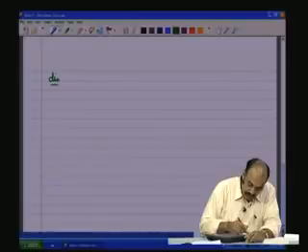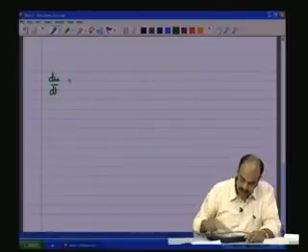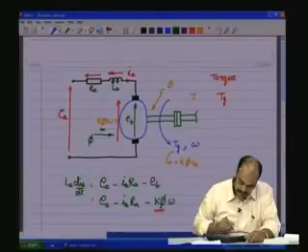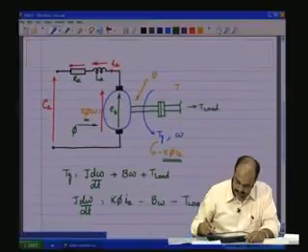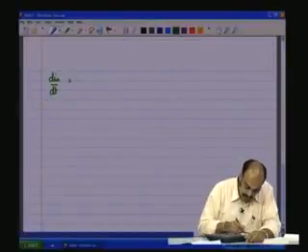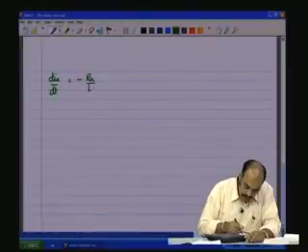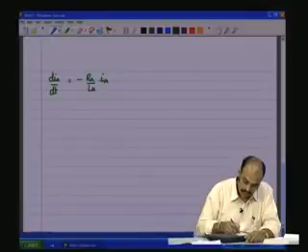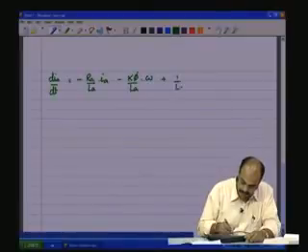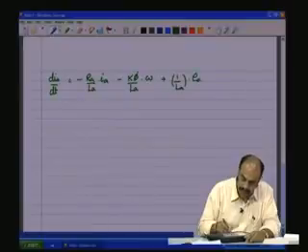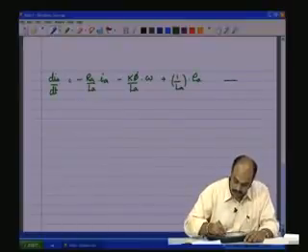dIA by dt equals EA by LA, RA by LA into IA, and K phi by LA into omega. So, I will rewrite it as minus RA by LA into IA minus K phi by LA into omega plus 1 by LA into EA. So, this is one equation.